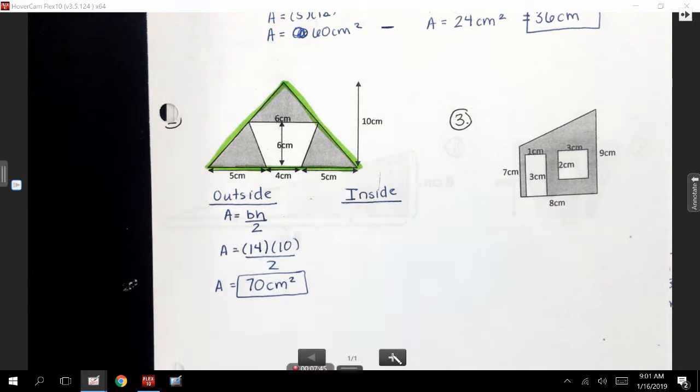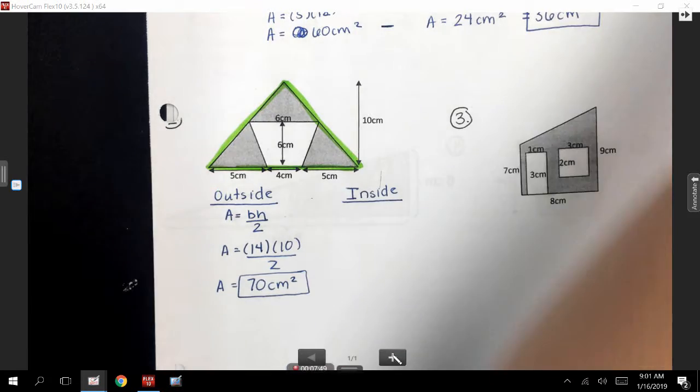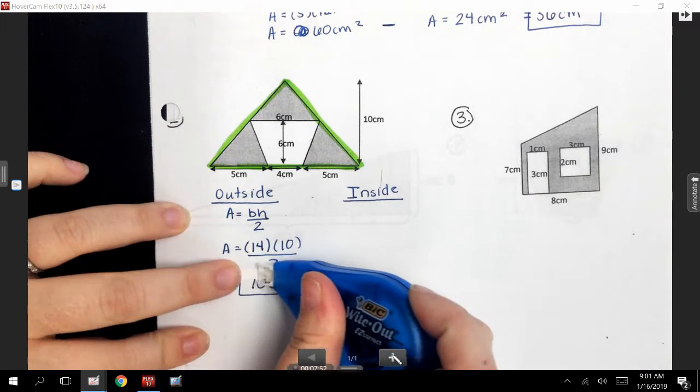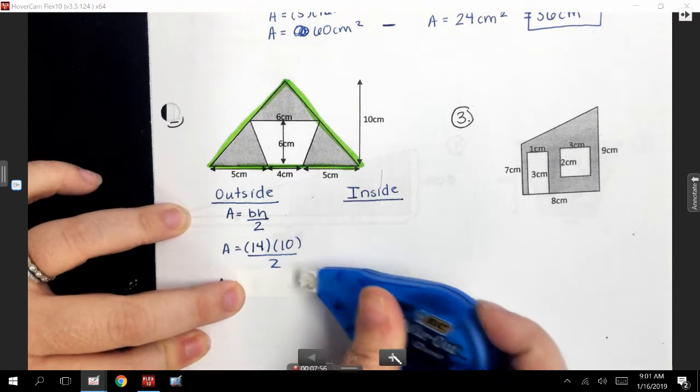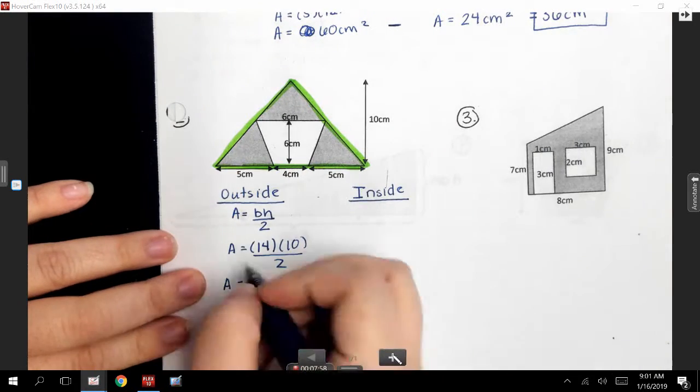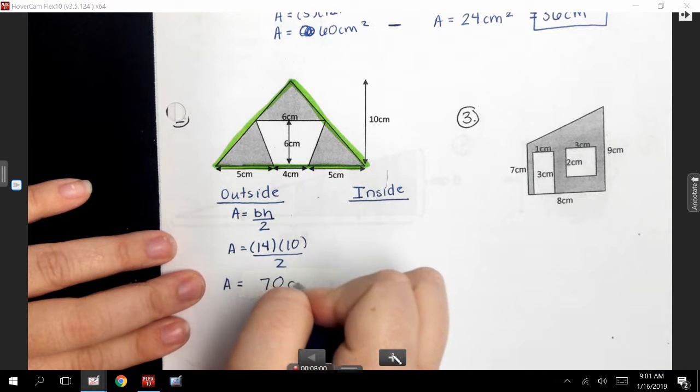All right, so my inside shape. What shape? I don't know why I circled that, guys. Woo, what am I thinking? That is not my answer. Lost my mind. Just ignore that circling. A equals 70 centimeters squared.